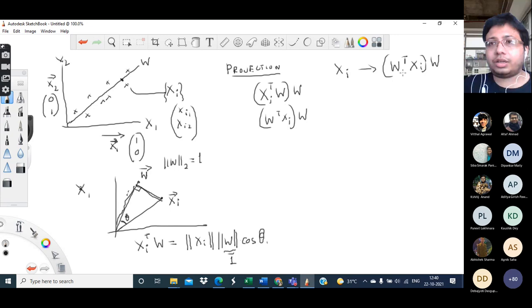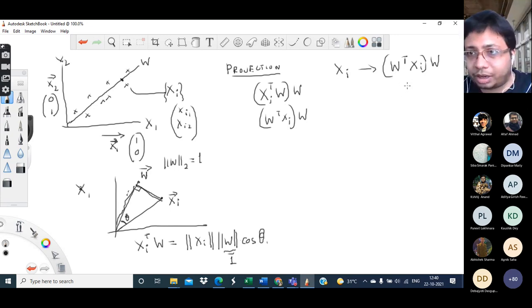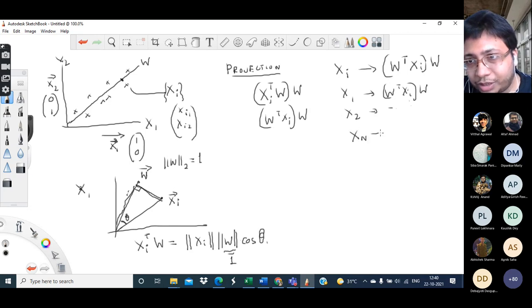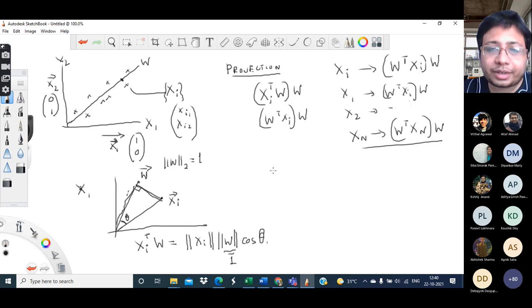Fine. So similarly, all the data which I have, x1, x2 up to xn, I just project onto the same W in the same way. So x1 becomes W transpose x1 times W, x2 becomes that thing, and similarly xn also becomes W transpose xn W.